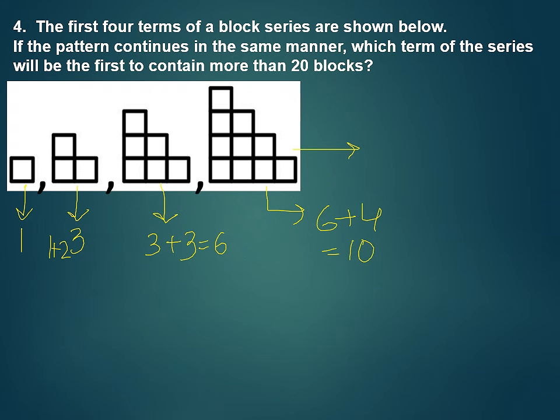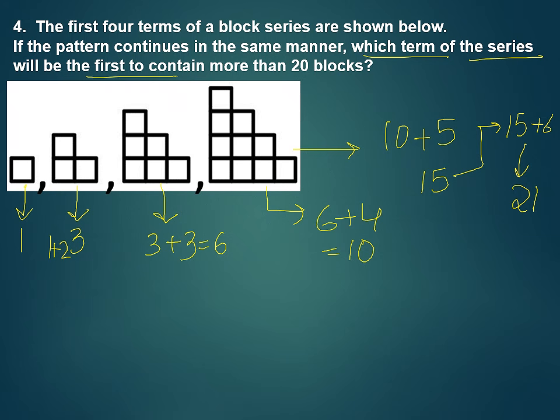So in the next number, in those 10 we will add a layer of 5 more, it will become 15. In the next, in that 15 layer, we will add 6 more, that will become 21. Our question is, which term of the series will be the first to contain more than 20 blocks? So this series will be the first one to contain more than 20 blocks.